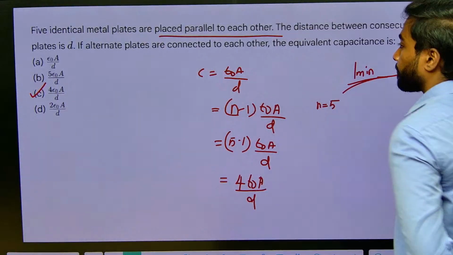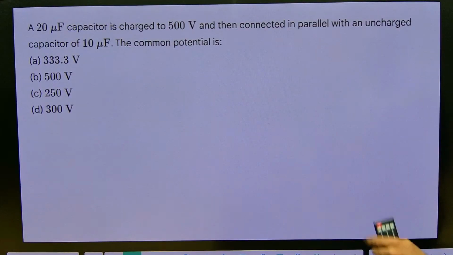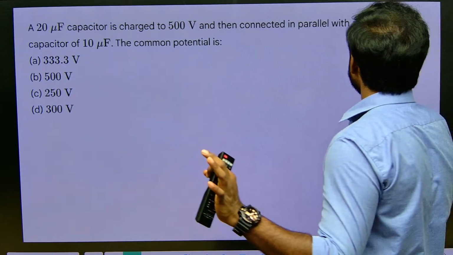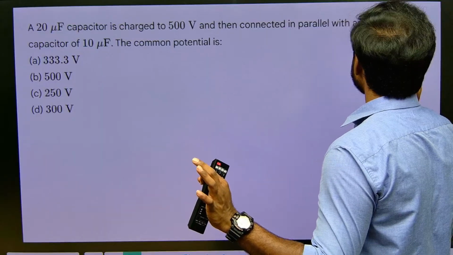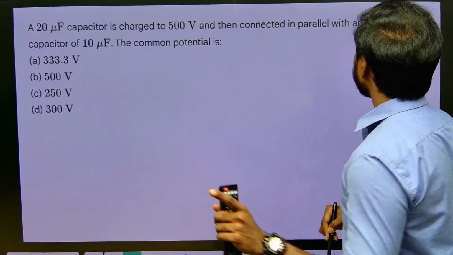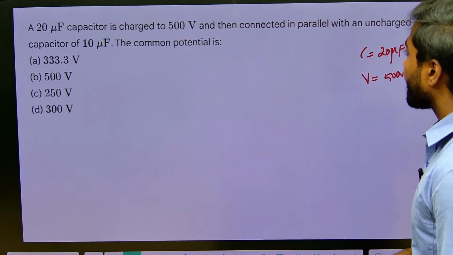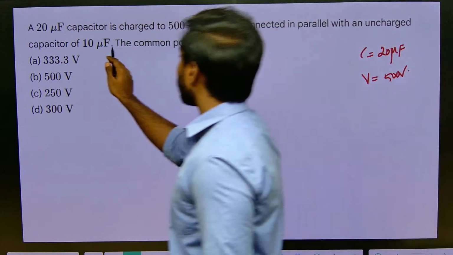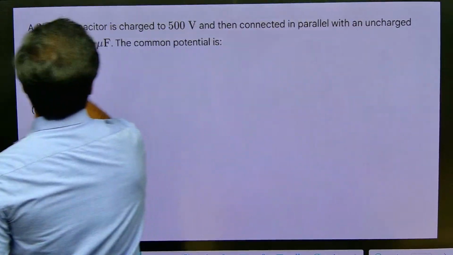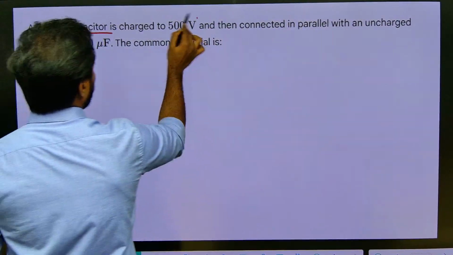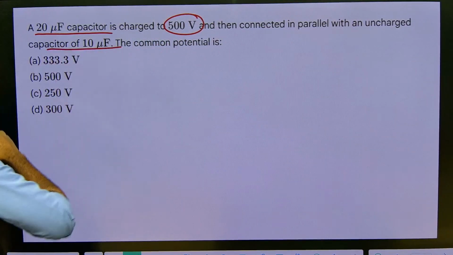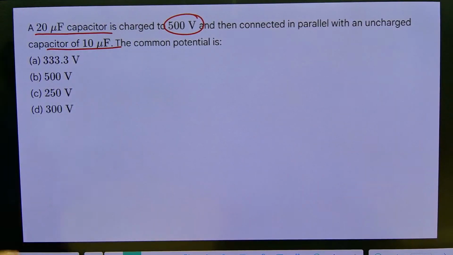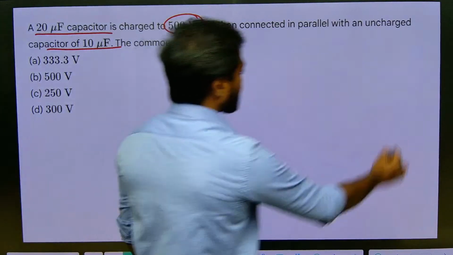So the next question, a 20 microfarad capacitor is charged to 500 volt. So C is equal to 20 microfarad and it is charged to 500 volt, in parallel with an uncharged capacitor of 10 microfarad. So let me underline the given here. A 20 microfarad capacitor is charged to 500 volt and then connected in parallel with an uncharged capacitor. So the common potential is, so your time starts now.